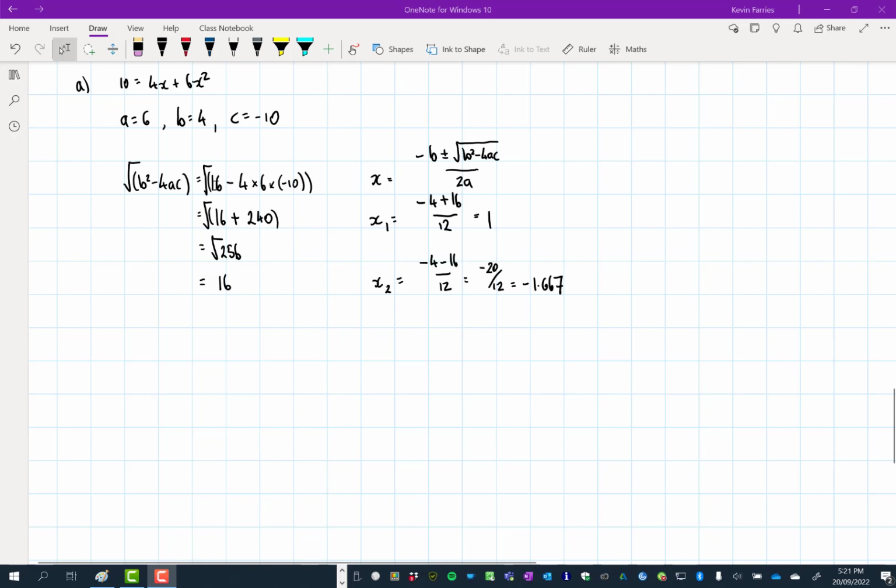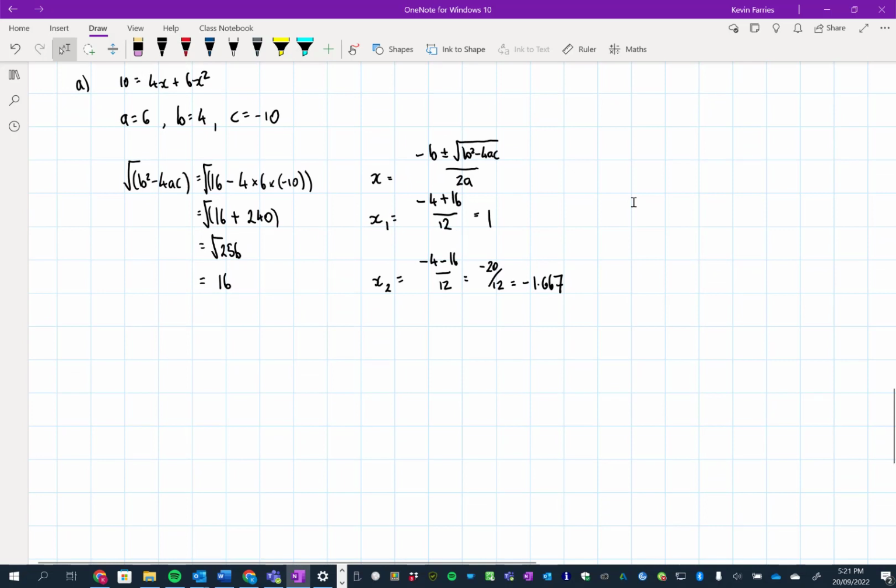Okay, so I've figured out b squared minus 4ac, then I've plugged everything into this equation. I've got my two values of x. One of them you're adding this, one of them you're subtracting that. I've got two answers. And so if we've got the right answers, it should make that equation work. So check.